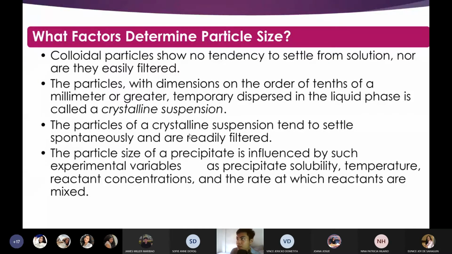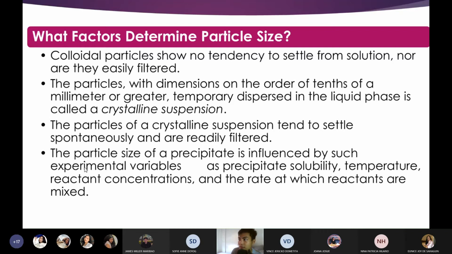Okay? So ano pa ba yung mga kwento dito? The particles of a crystalline suspension tend to settle and can be filtered, no? 'Di ba kapag yung gamot sinettle mo lang siya sa gilid? Kunwari, yung antibiotic, 'di ba minimix yun bago gamitin. Kasi kapag di mo siya minix, nagse-settle yun sa bottom. So yun, kapag nag-settle yun sa bottom, mas madali siya paghiwalayin compared sa nakahalo siya doon, no?